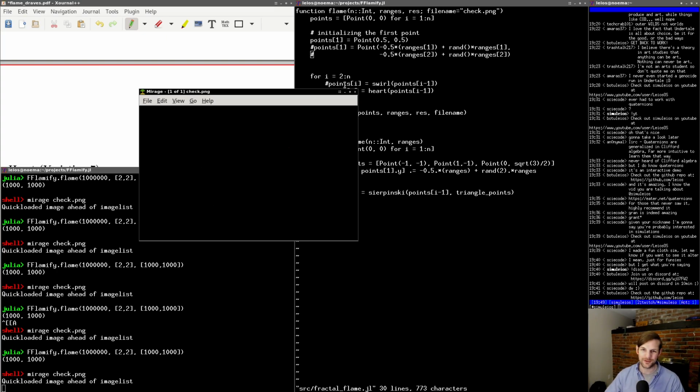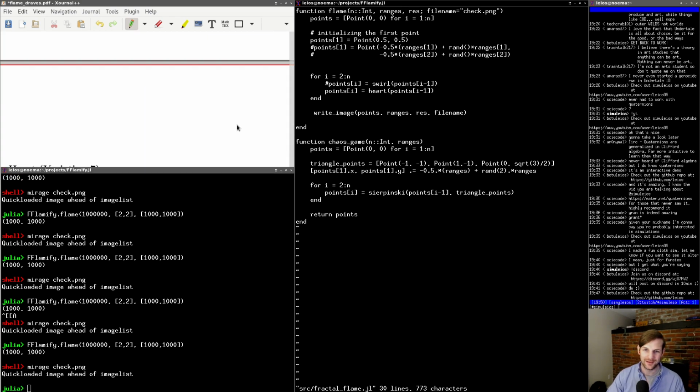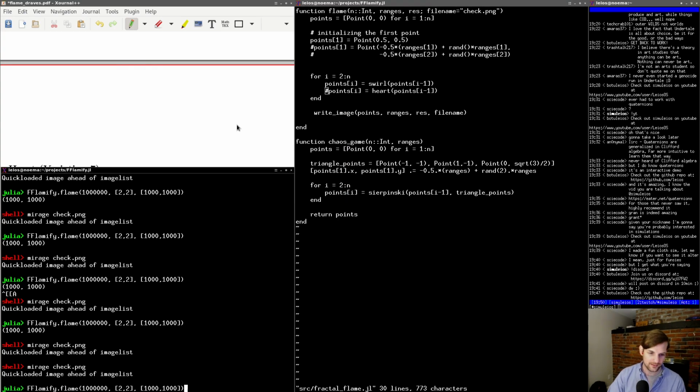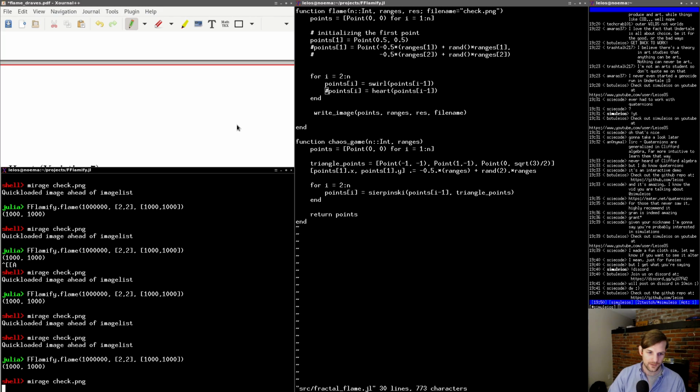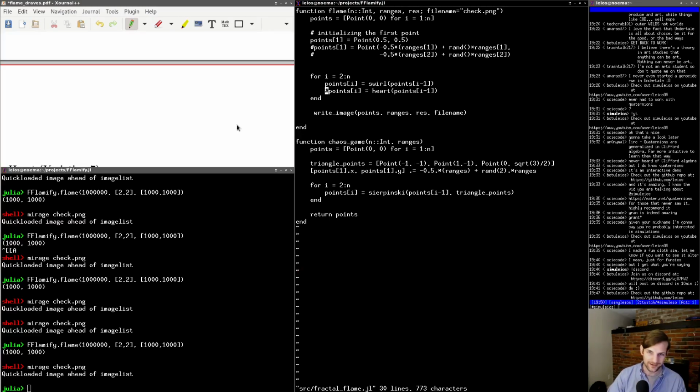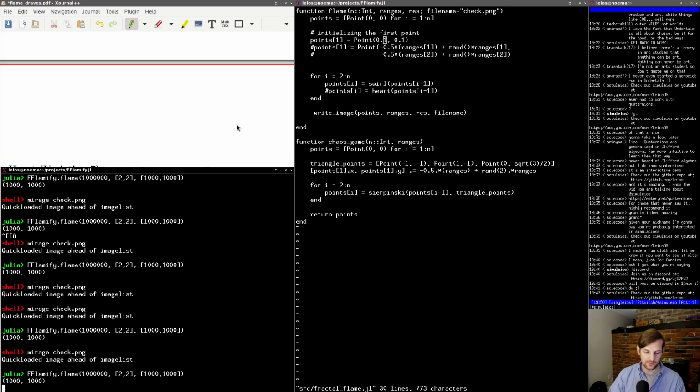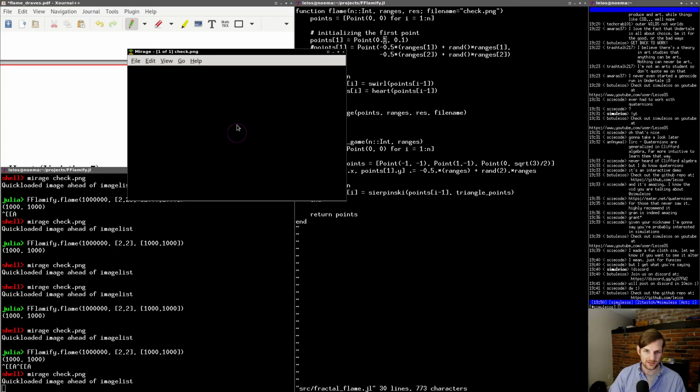Well, let's try swirl again. Just make sure swirl is still working. Okay, flamify.flame, mirage check.png. We do have that working. So let's make it even closer to the origin. Let's make it 0.1 and 0.1. This should create a pretty strong circle with the swirl function. Mirage check.png, we get a circle.